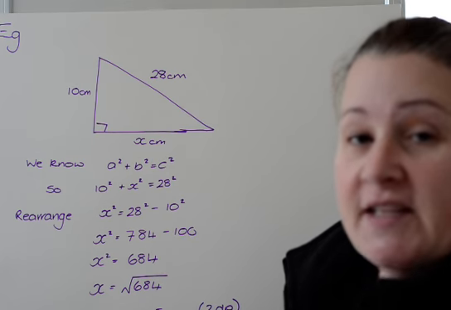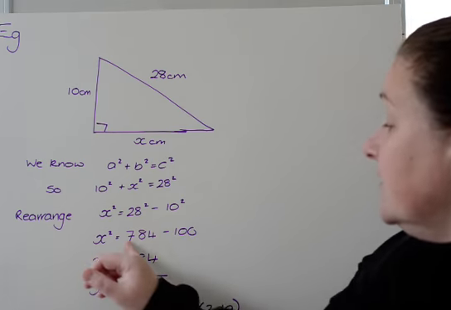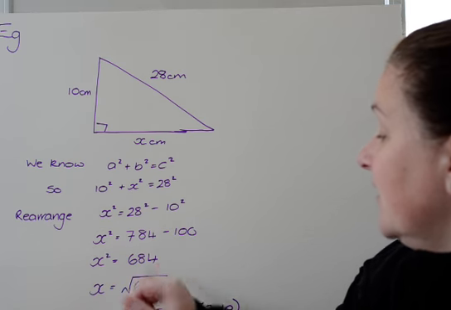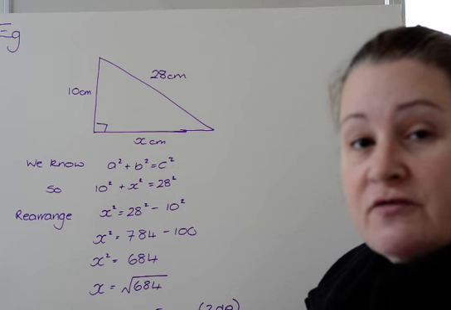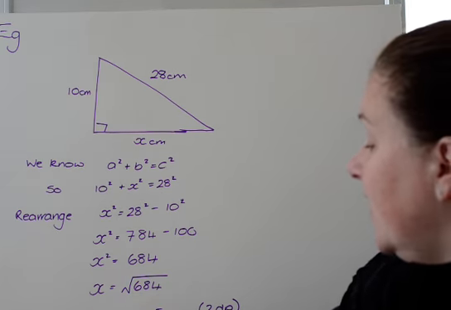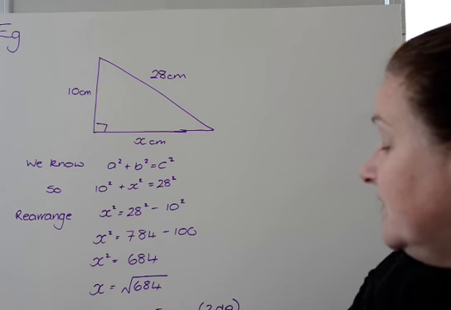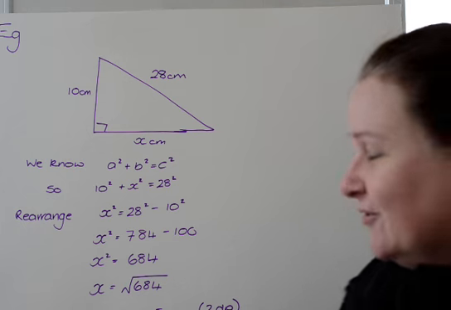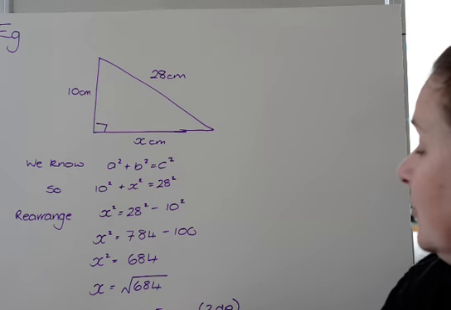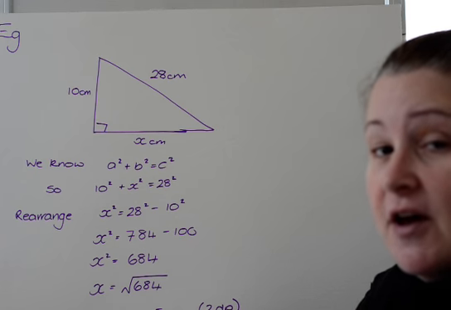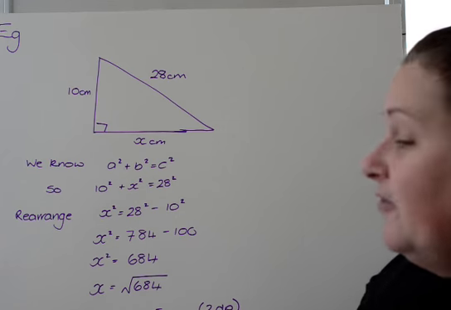Work out what 28 squared and 10 squared is. That's 784 minus 100. So x squared is 684. Final thing to remember, I have to take that square root. So I take the square root and x is 26.15 centimetres to two decimal places. Remembering, of course, that I have to include the units and I have to state how accurate I have rounded my final figure to.